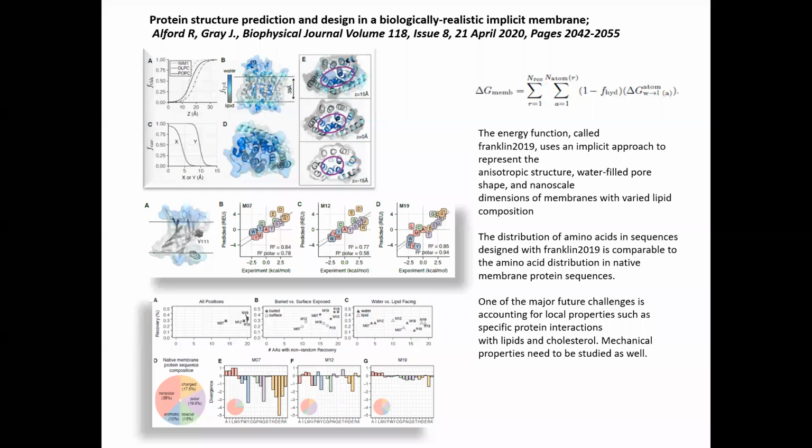Hello, everyone. Today I'll be sharing a brief summary of the paper, Protein Structure Prediction and Design in a Biologically Realistic Implicit Membrane by Jeff Gray, which was published in April 2020 in the Biophysical Journal. So the foundation of computational design tools is the energy function, a mathematical model of physical rules that distinguish native from non-native membrane proteins and their conformations and sequences.